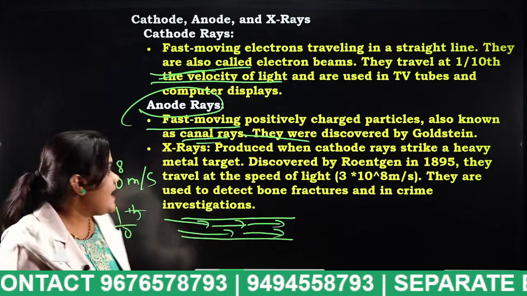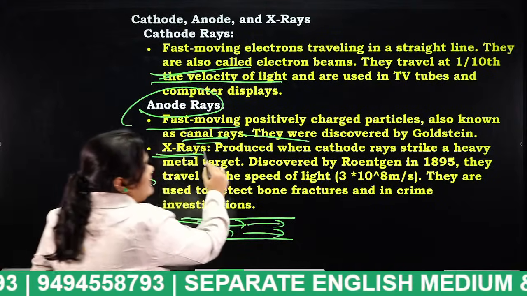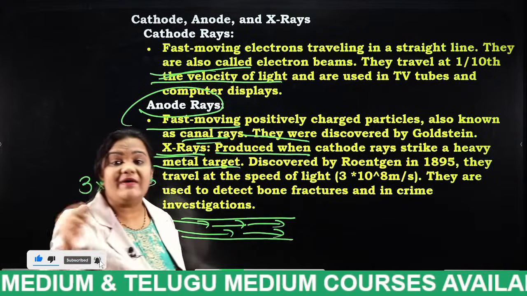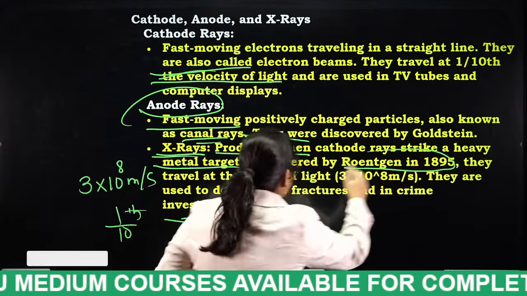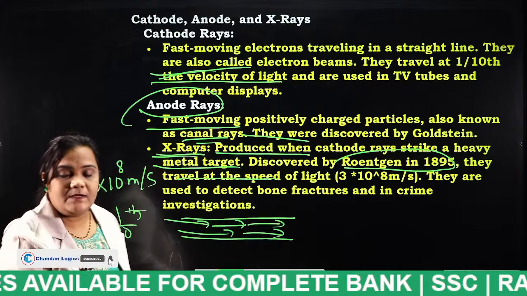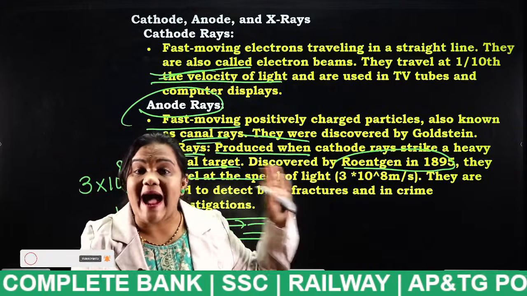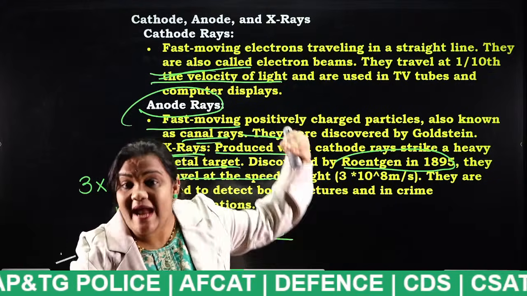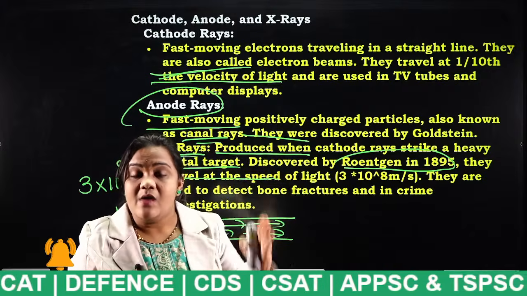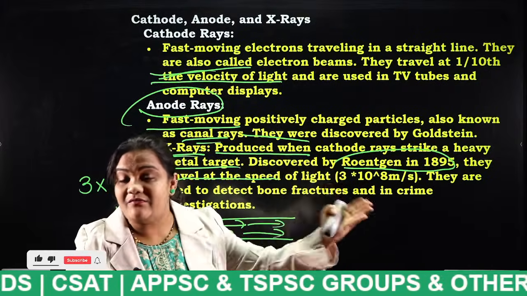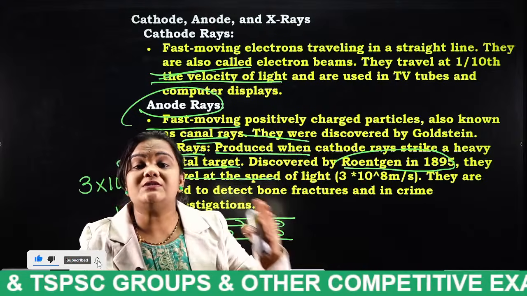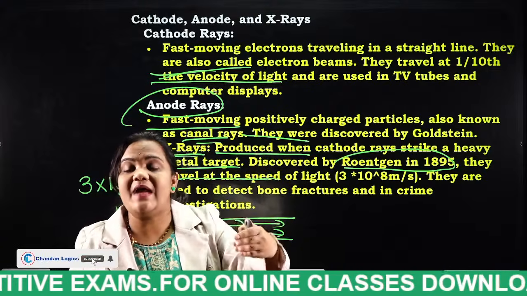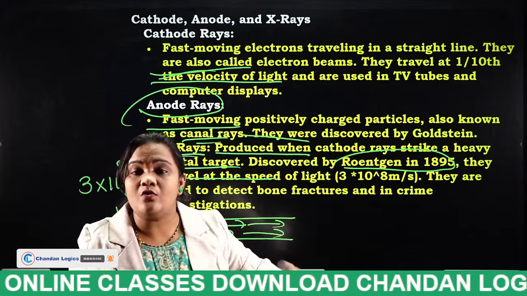Remember the difference. The next one is X-rays. X-rays are produced when cathode rays strike a heavy metal target. Who discovered X-rays, students? Röntgen in 1895. They travel at the speed of light. Remember the difference between cathode rays and X-rays. When cathode rays hit a very heavy metal, listen properly, the rays which are emitted are known as what, students?